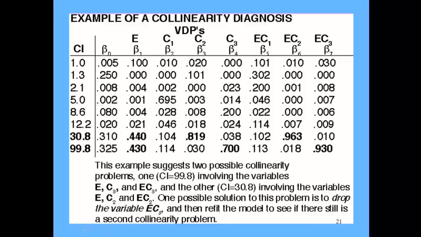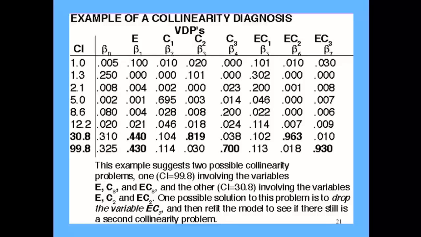Now, let me just repeat what I said. It may turn out that when you decide there is a problem because of the 99.8 and you decide to get rid of EC3, and then you run the model without EC3, and you look at what the table looks like, the highest condition index is not 30.8 anymore. Because you've dropped the variable, that may have taken care of your collinearity problem. Getting rid of the worst problem, the EC3 variable, may have taken care of it, and the highest condition index could be much lower than 30, so you don't have a collinearity problem after that. You won't know that until you run the reduced model.